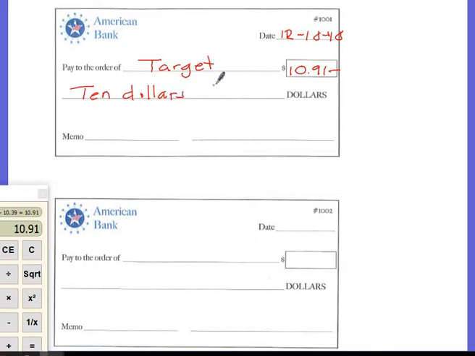And then your cents always goes over 100 because there's 100 pennies in a dollar. And again, I would dash this line so they do not add any more words. What do you think goes in this line? Your signature. You've got to sign the check.